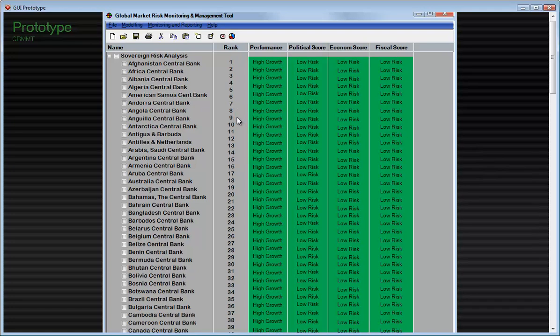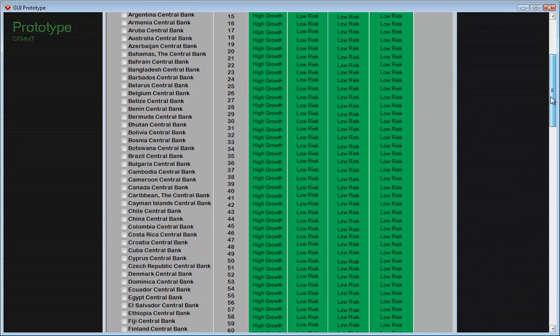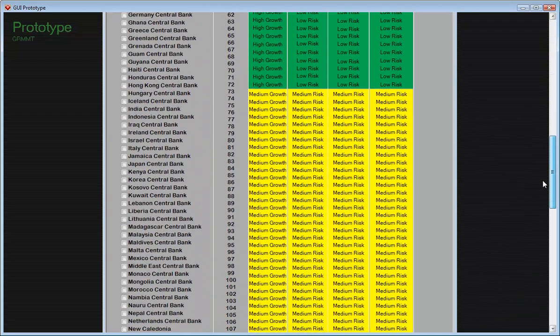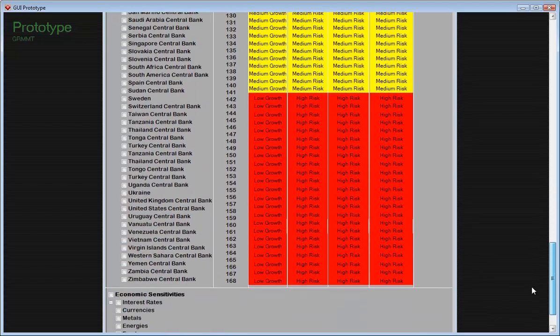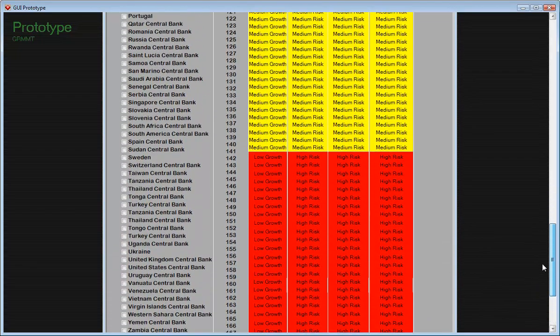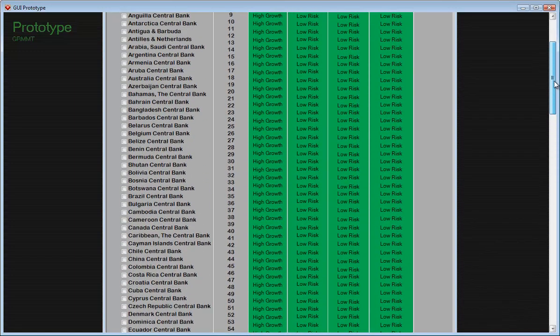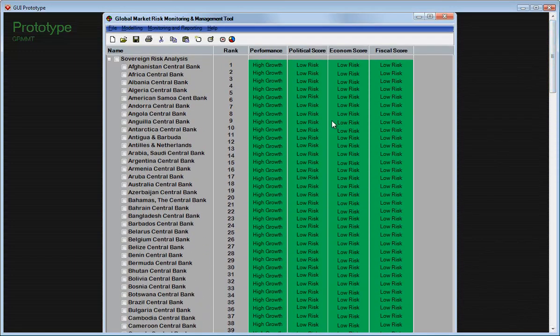The software also has provision for sovereign risk analysis. Here once again you have all the different central banks listed, working on the same criteria. What are the potential implications on all these central banks, and once again performance ranked, this time using different matrix: political score, economic score and a fiscal score. These parameters are customizable, and users can select more specific conditions if they like as part of the program.